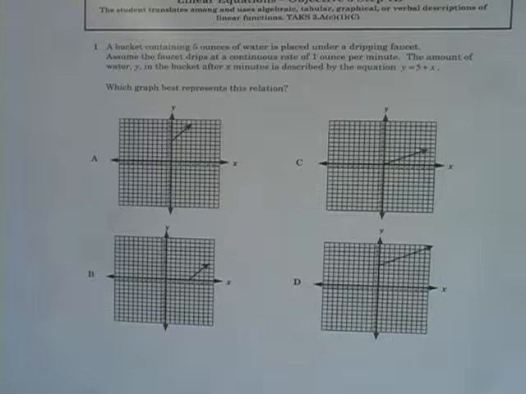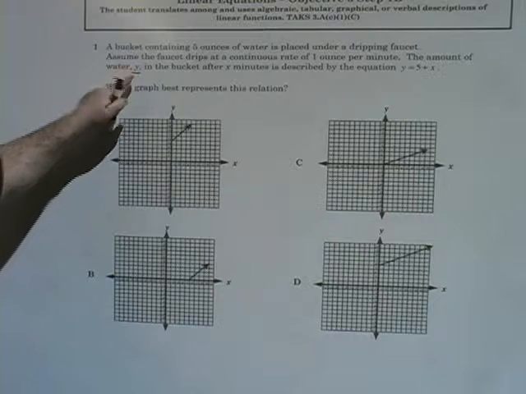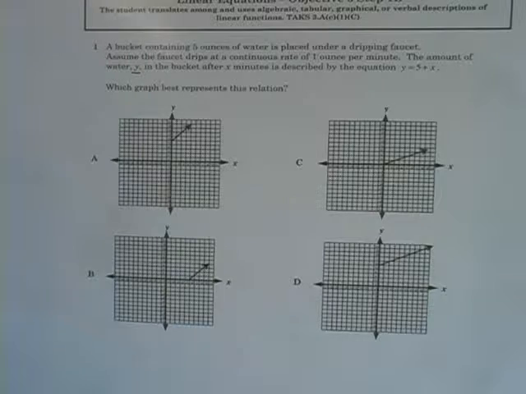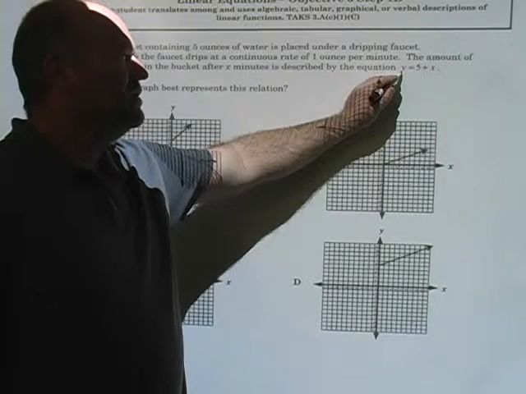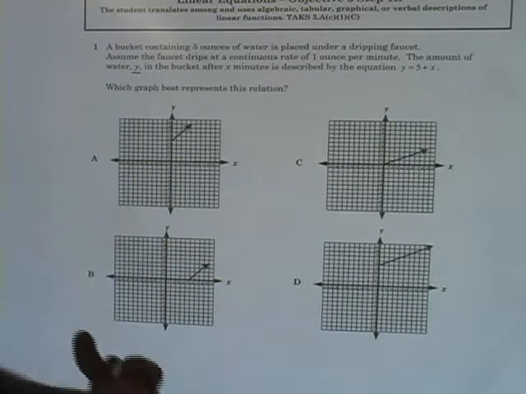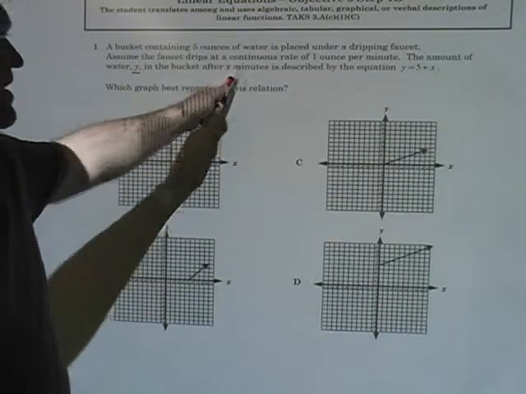A bucket containing 5 ounces of water is placed under a dripping faucet. Assume the faucet drips at a continuous rate of 1 ounce per minute. The amount of water, y, in the bucket after x minutes is described by the equation y equals 5 plus x. Okay, notice what the y is here. It's the amount of water in the bucket. Okay? Look at your equation. Here's your y. The amount of water in the bucket is equal to 5 plus x, where x is the number of minutes that have gone by.